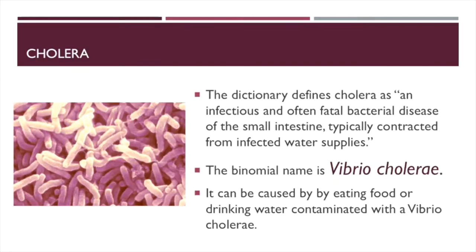The dictionary defines cholera as an infectious and often fatal bacterial disease of the small intestine. It's typically contracted from infected water supplies. The binomial name is Vibrio cholerae. It can be caused by eating food or drinking water that's contaminated with Vibrio cholerae.